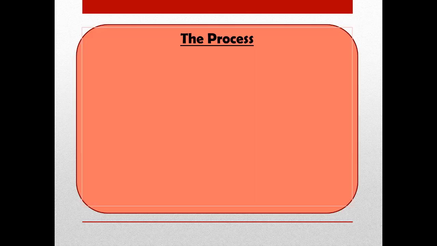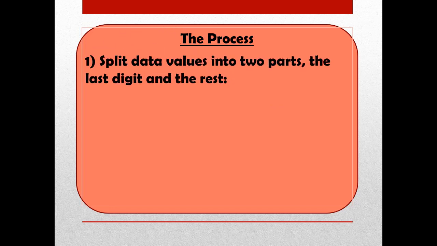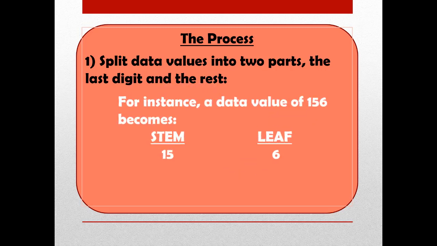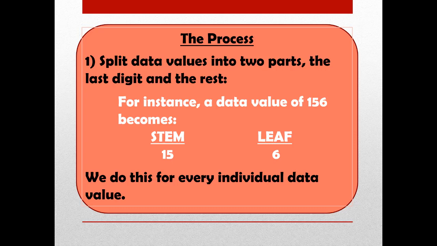So what's the process? Well, first thing you're going to do is split data values into 2 parts, the last digit and the rest. So, for instance, if you had a data value of 156, then the stem would be 15 and the leaf would be 6. The leaf is always a single digit. The stem can be multiple digits, but the leaf is always a single digit. We're going to do that for every data value. So if your data set has 40 data values, you're going to split 40 data values just like this.